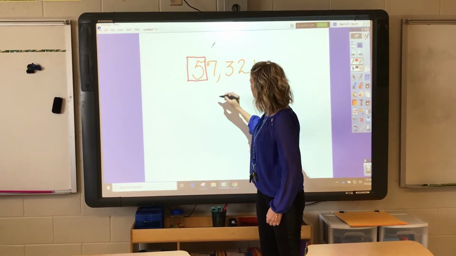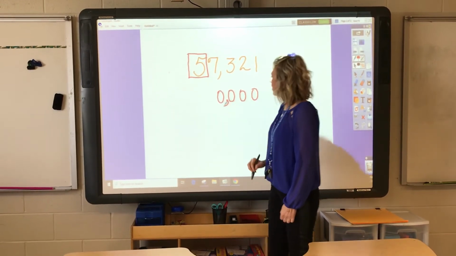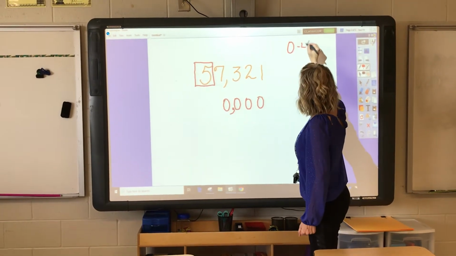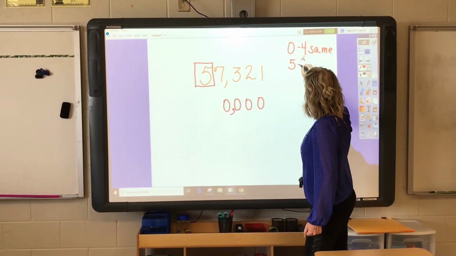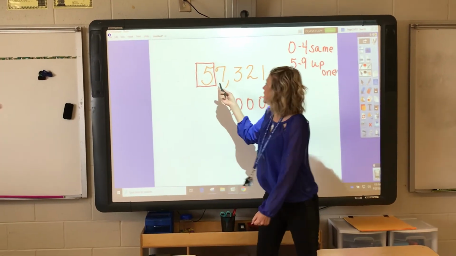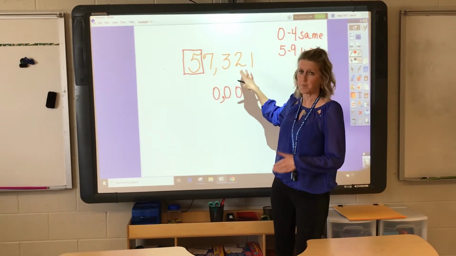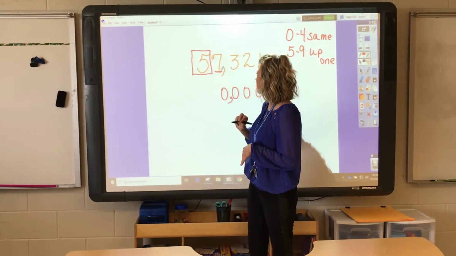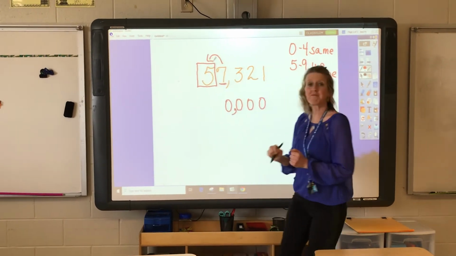Draw a box around the 5. And remember that when I'm done, all of these digits behind the 5 are going to be 0. Okay? Remember, same thing. 0 to 4. Leave that up there. Okay? So which digit am I looking at? Am I going to look at the 1? No. Am I going to look at the 3? Nope. I'm looking at the 7. Okay? So what is that 7 telling that 5 to do?